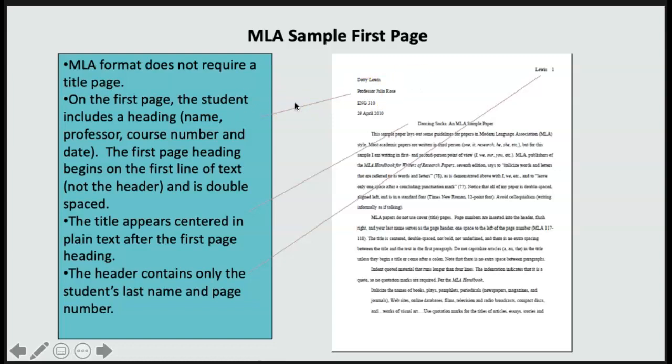First of all, MLA format does not require a title page. On the very first page of the document, just like every other essay you've written for me this semester, you will have your last name, a space, and the page number. The whole document is double spaced. So the MLA heading, no extra spacing between that and the title. No extra spacing between the title and the first line of the text of the paper.